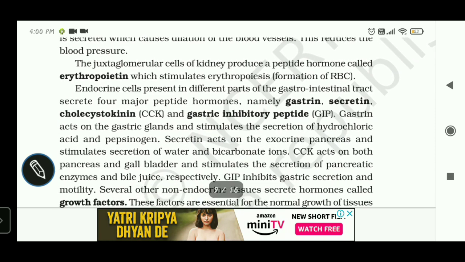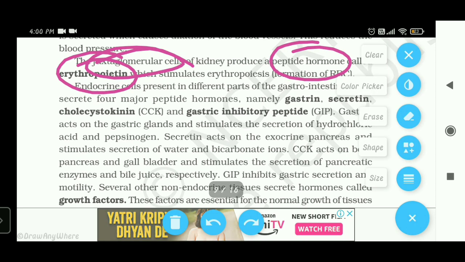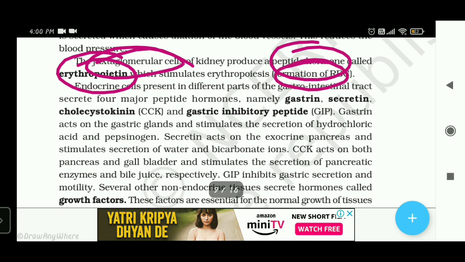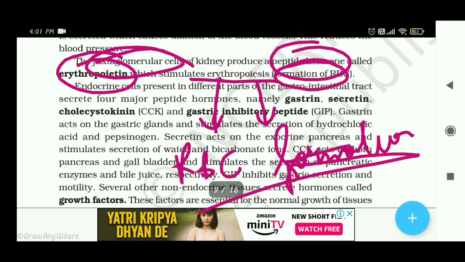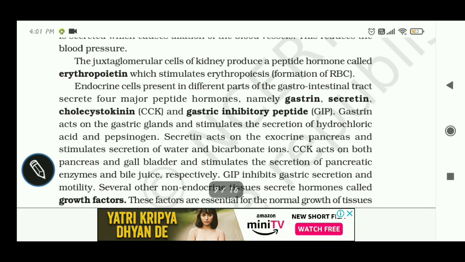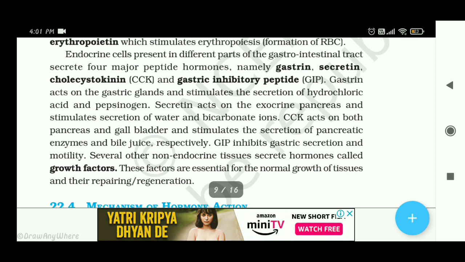Next we have in the kidneys, the juxtaglomerular cells of the kidneys produce a peptide hormone which we call erythropoietin. Erythropoietin stimulates the formation of RBCs, like the word has cleared everything. Eryth means RBC, poiesis means the formation. We can say it will lead to the formation of RBCs. Erythropoietin stimulates erythropoiesis.